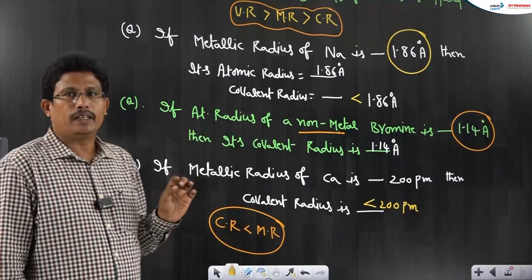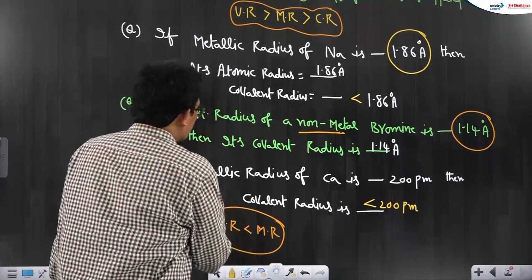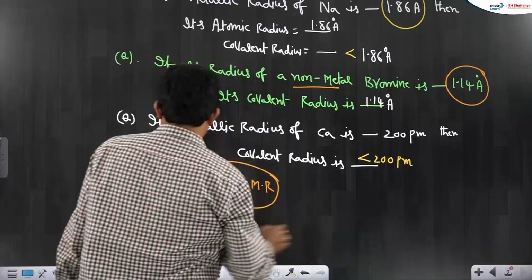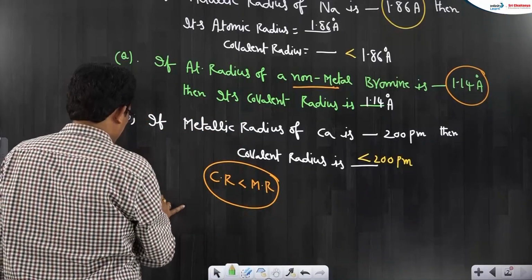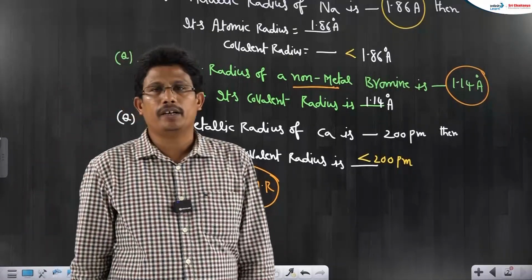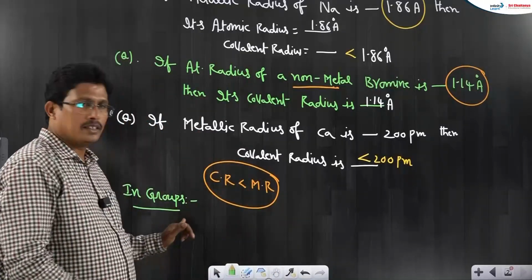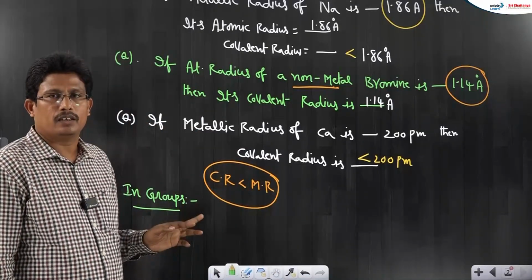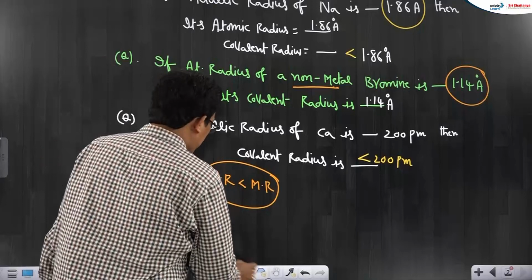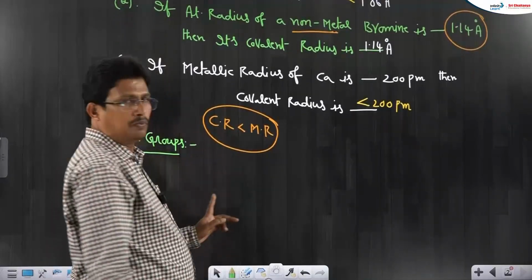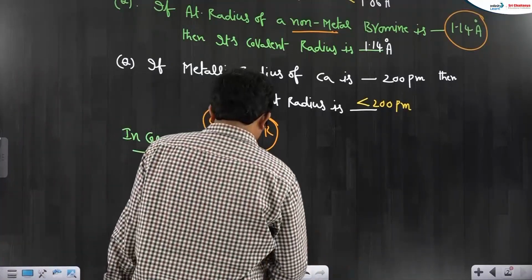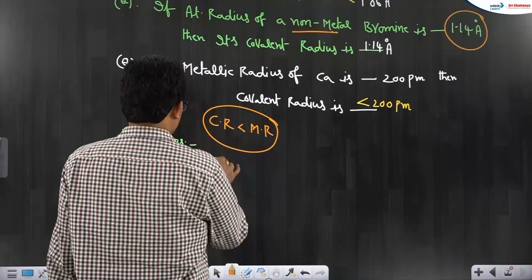Okay, if you observe the trend in a group as well as in a period, in a group from top to bottom, atomic radius increases. The reason is the differentiating electron enters into a new shell and the principal quantum number increases. That's why the distance between the center of the nucleus to the outermost electron increases. So in a group from top to bottom, atomic radius increases.